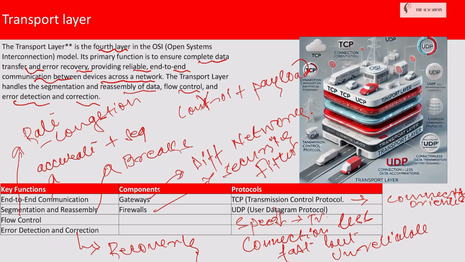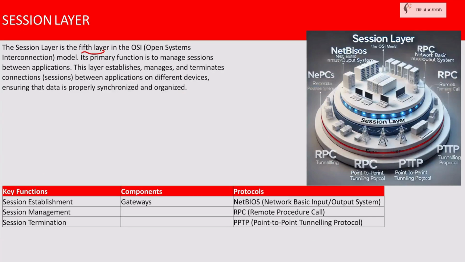Let us now discuss the session layer, Layer 5. The session layer is the fifth layer in the OSI model. Its primary function is to manage sessions between applications. This layer establishes, manages, and terminates connections between applications on different devices, ensuring that data is properly synchronized and organized.